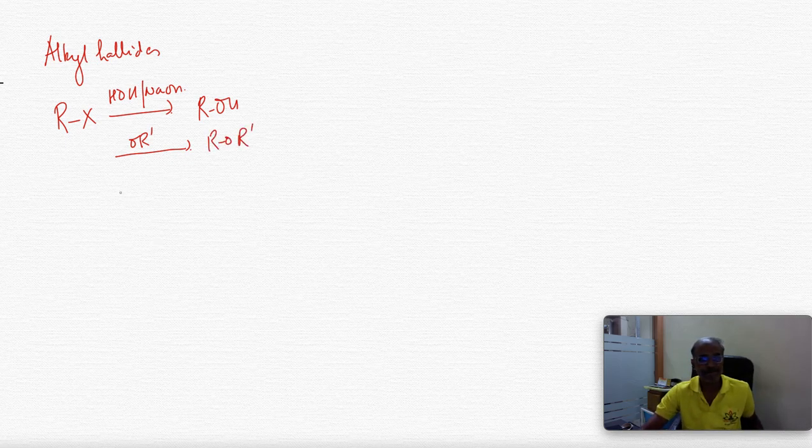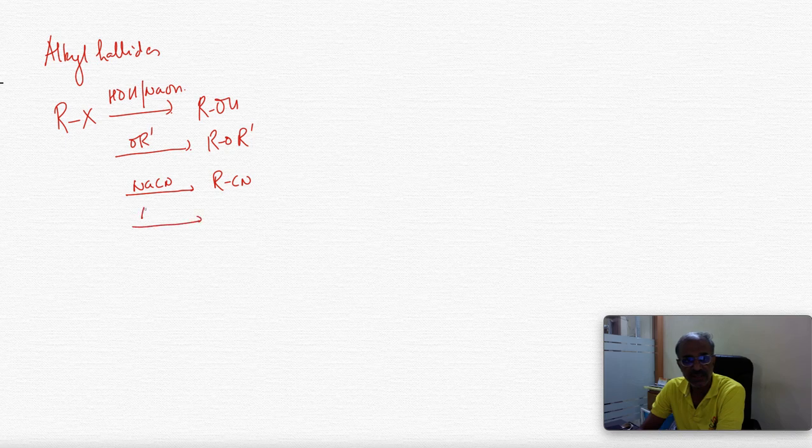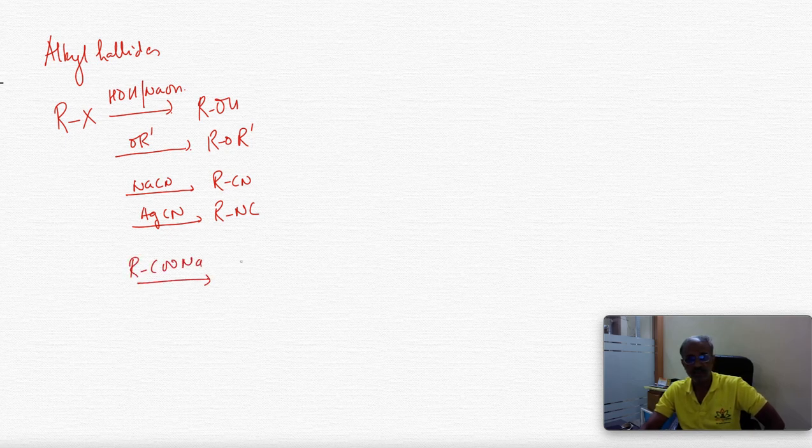Then if I take sodium cyanide, NaCN, then obviously it will form RCN. But if I take AgCN, then it will form RNC, isocyanide, right? RNC, it will form isocyanide. Now suppose I take a sodium salt of an ester, RCOONa, then obviously it will form ROC double bond O R dash, suppose this is R dash, right?